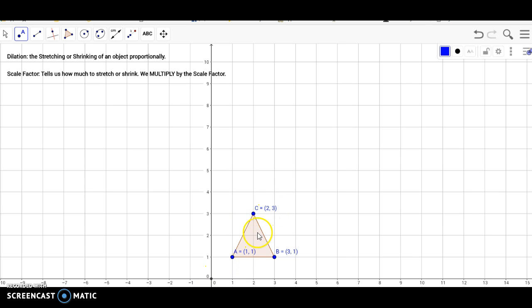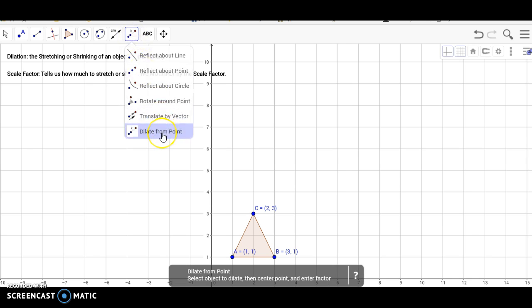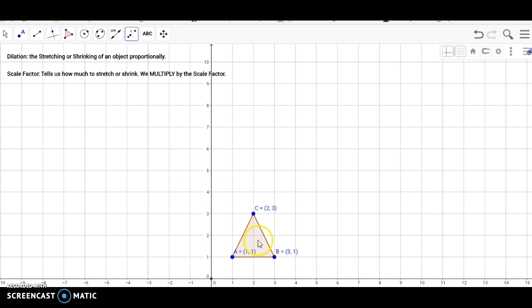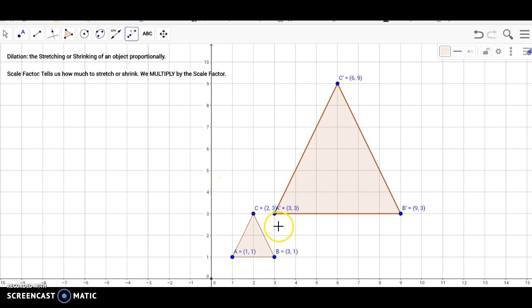Alright, so let's dilate this. First, I'm going to stretch it, make it larger. So I'm going to go here, and it's going to say to dilate from some point. Click that. It says to select the object, then the center point, and then we have to enter a scale factor. So I'll click the object, I'll click the point of origin, and then I want a scale factor of 3. Let's go with 3 and say OK. And there we have our image that's now 3 times bigger.